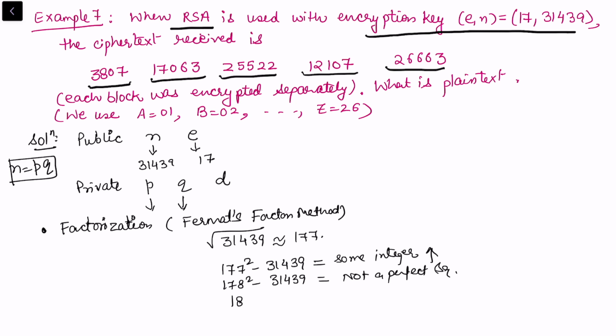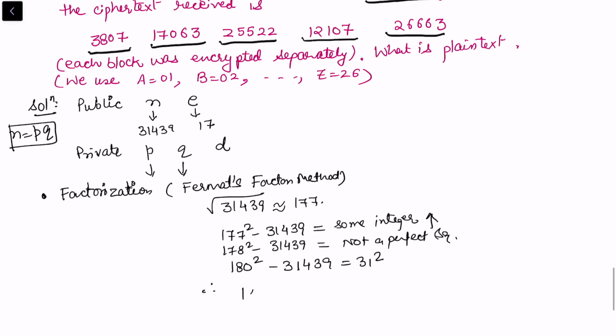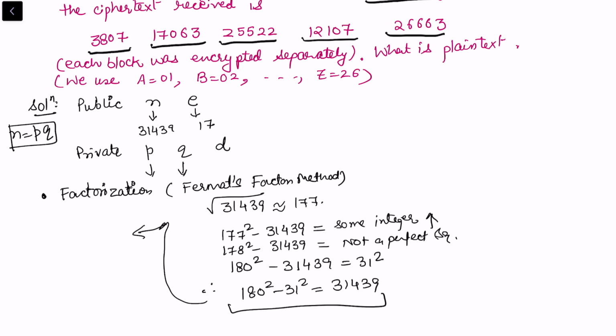But at 180 squared minus 31439, this is equal to 31 squared. Which means I now have 180 squared minus 31 squared equal to 31439. This allows me to write the factorization: 31439 is 180 plus 31 times 180 minus 31. So this becomes 211 times 149, and we find both are prime. So maybe we can take this as P and this as Q. It doesn't matter which is the smaller, P or Q. Now these two are the primes.